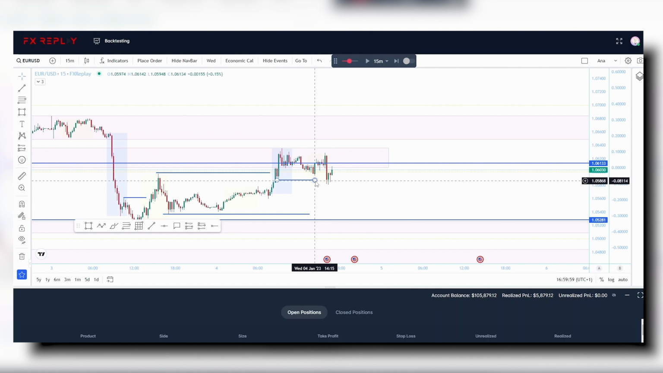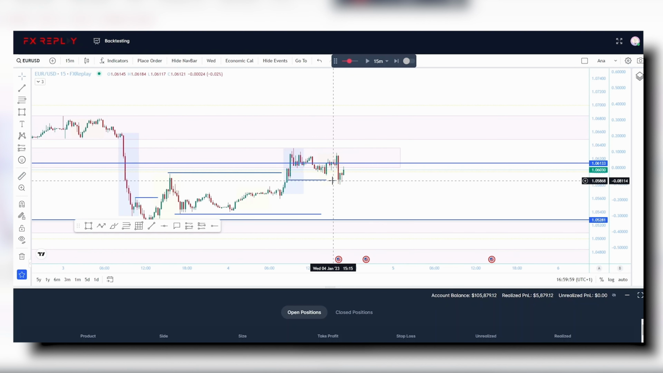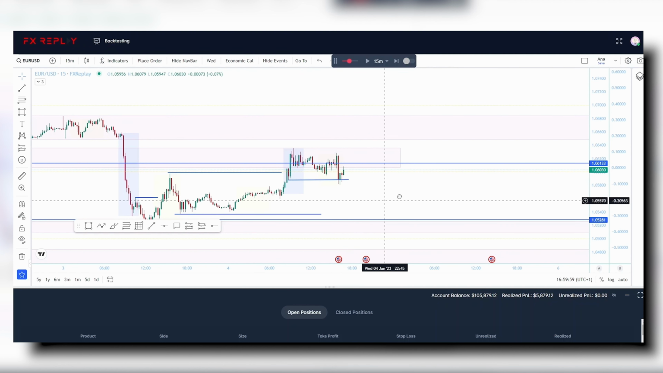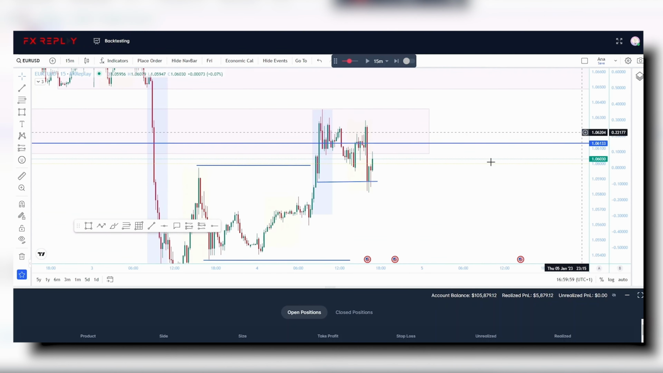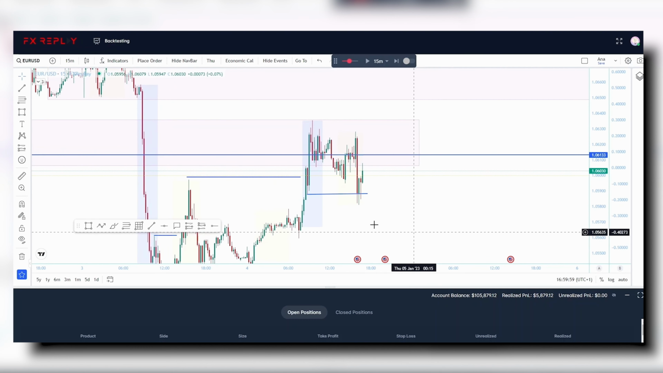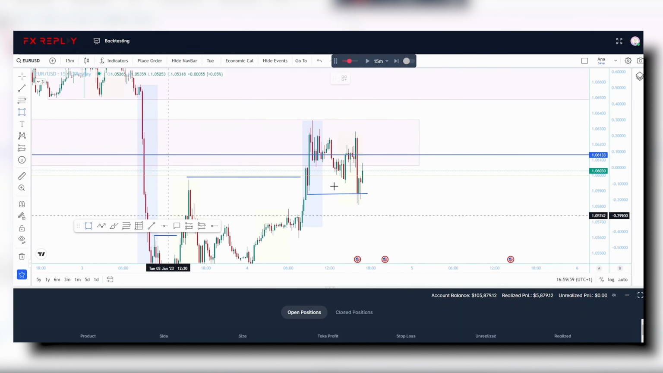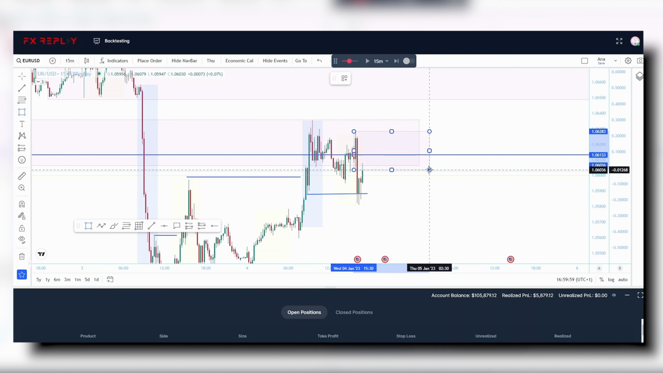We got a break here, but the break was not the best, to be honest. I prefer to see breaks with a full body candle, not with a wick, but it's still a valid one, and we got some displacement here actually. So another potential entry would be from this order block here.